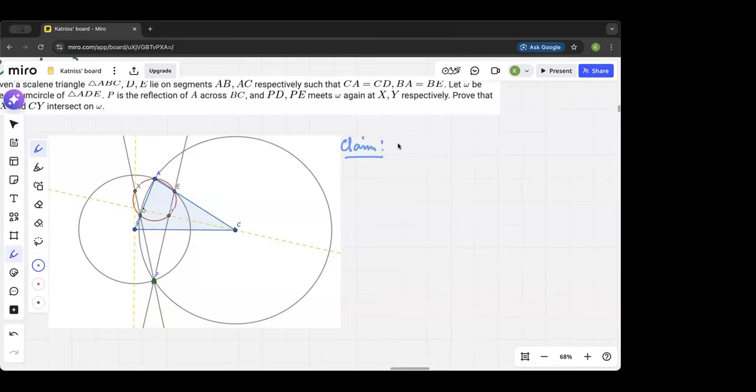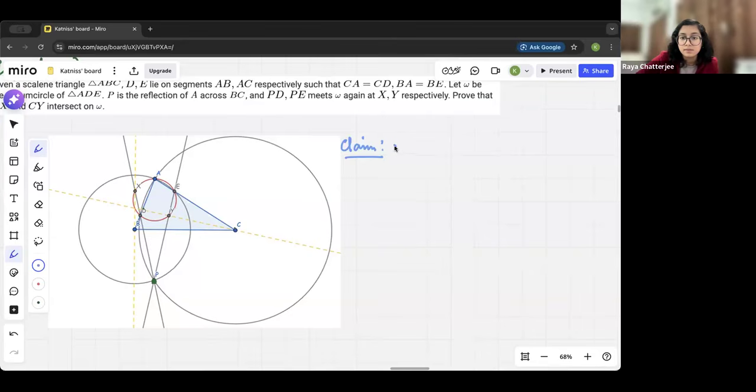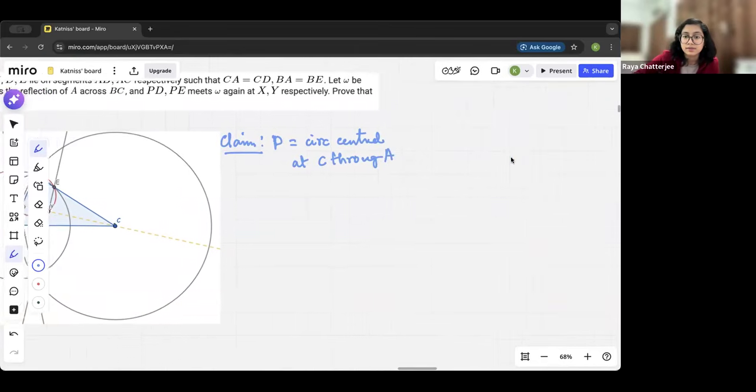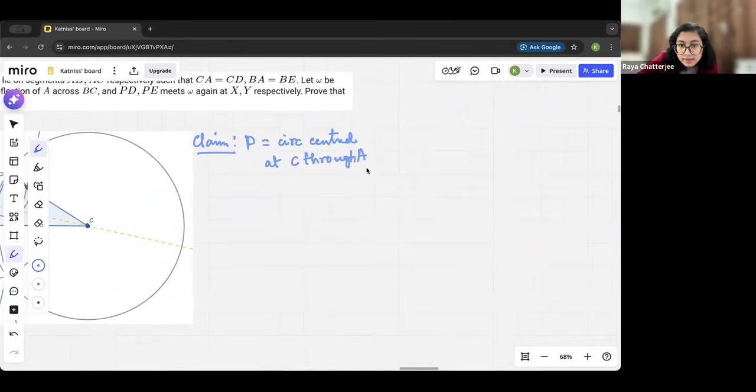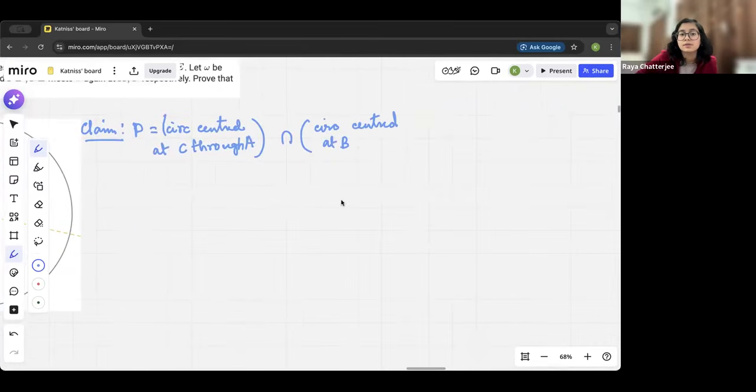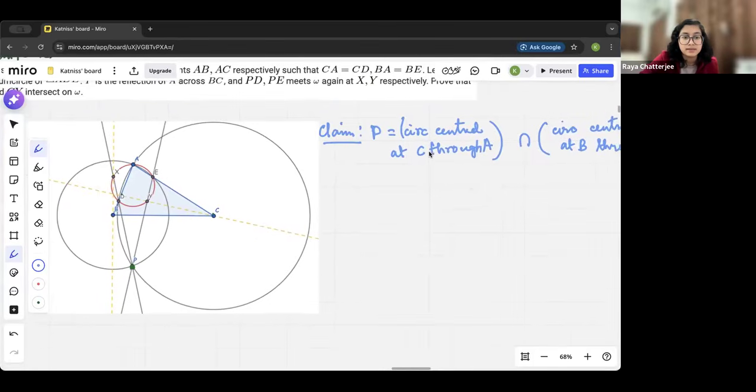Okay. So the first claim is P is equal to the circle centered at C through A, intersected with the circle centered at B through A. And this claim is done, right?